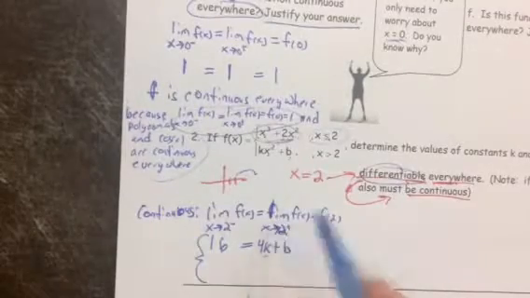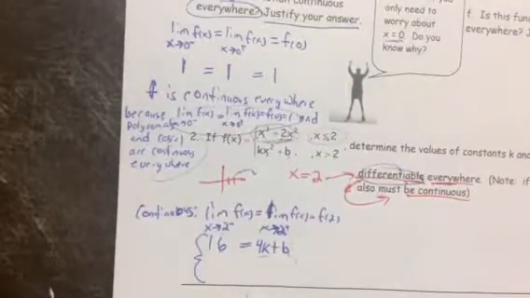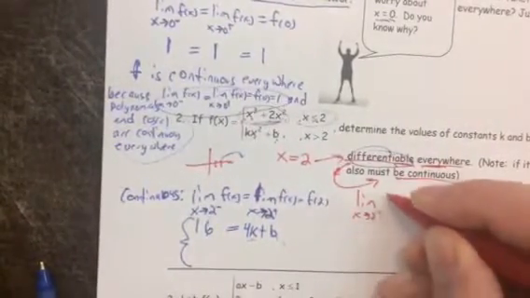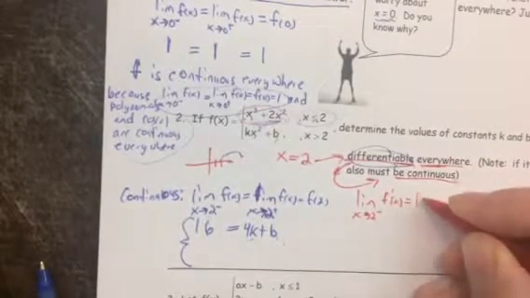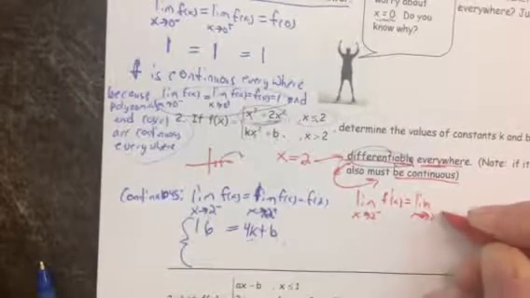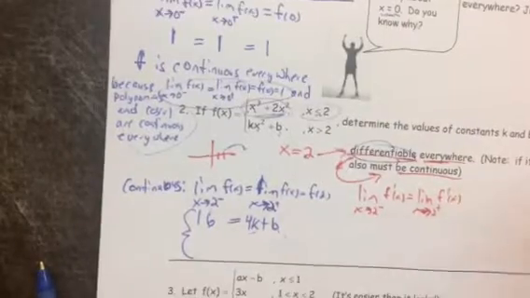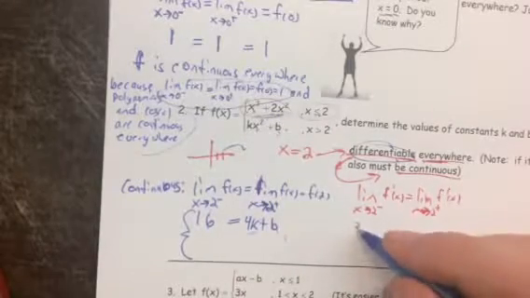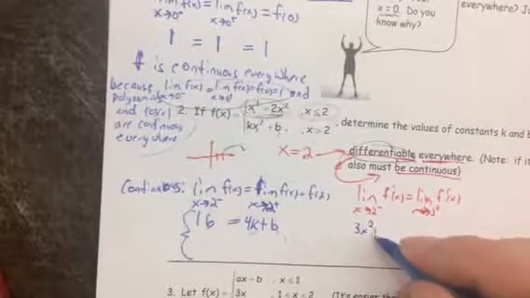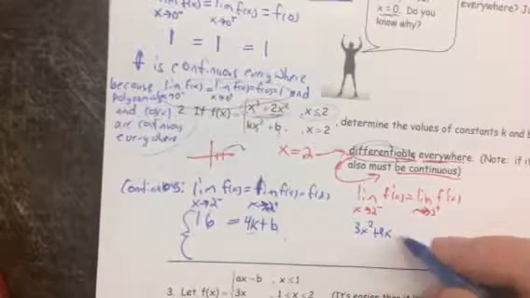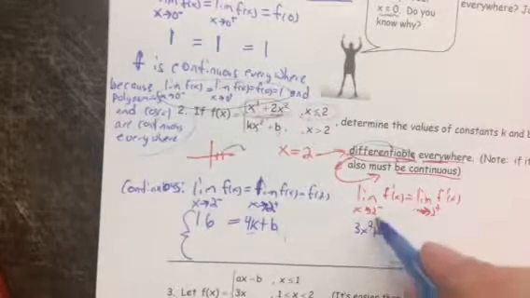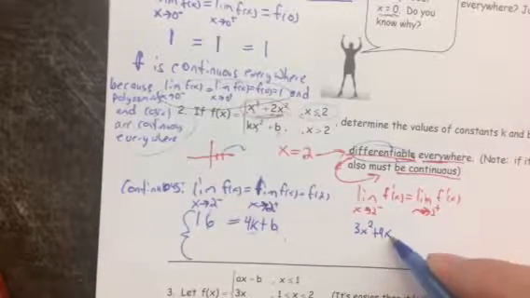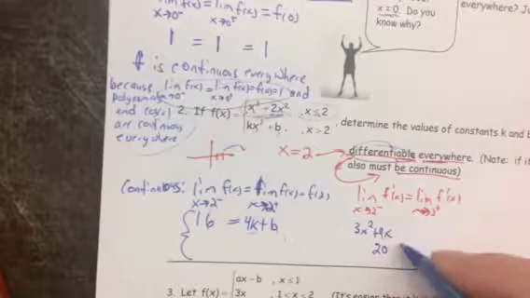Not only does it have to be continuous, but we know from the differentiable part that the limit as x approaches 2 from the left of f prime of x has to equal the limit as x approaches 2 from the right of f prime of x. And so the derivative from the left is 3x squared plus 4x, and evaluated at x equals 2, we can just do direct substitution. We get 3 times 4 is 12, 4 times 2 is 8, so we get 20.